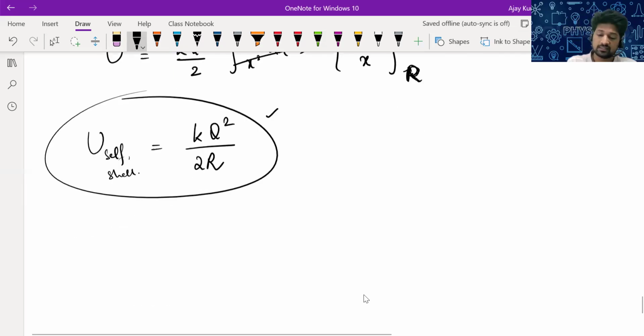Using this, you can tell the self energy of a solid sphere also. You can treat the solid sphere as a collection of hollow spheres. Wait, not as a collection of hollow spheres. There's another way to do it. Okay, fine. I'll tell you that some other time.